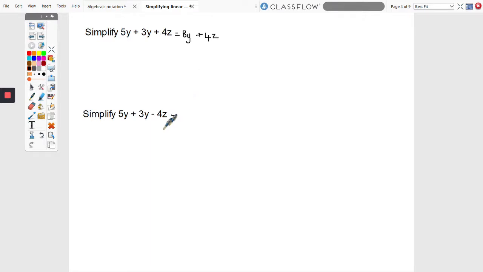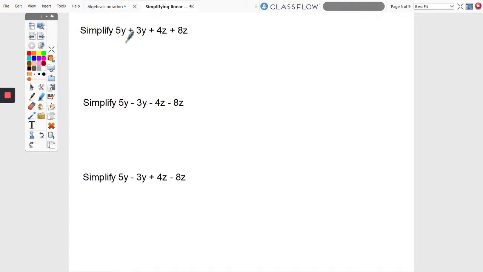And I have a similar expression here. 5y add 3y minus 4z. 5y add 3y will give me 8y. And I just have minus 4z. So I'm just going to have minus 4z on the end. So that expression simplified is 8y minus 4z.